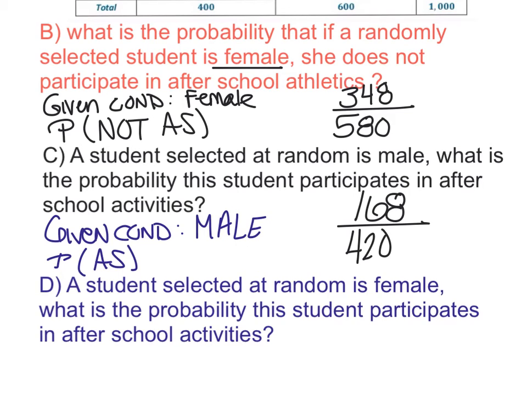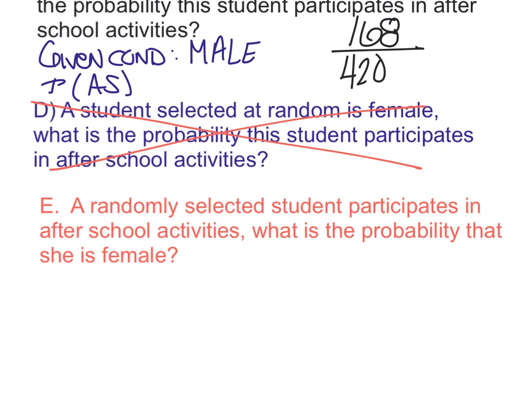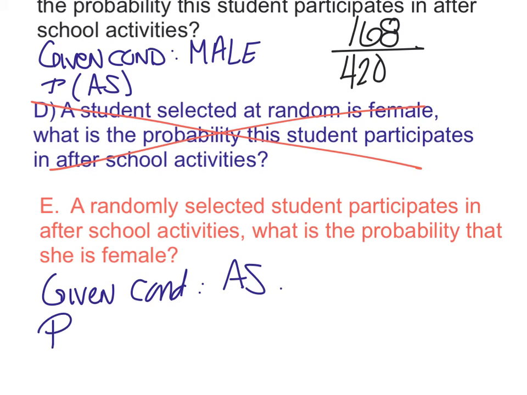Well, son of a gun, I realize that's the same question as part A, so I'm just going to cross that off, and I'm going to stick one more question in here that we really need to tackle. So let's call this E. A randomly selected student participates in after-school activities. What is the probability that she is female? Okay, so now what's given? The given condition is that you have to participate in after-school activities. Now the probability is that you are female.